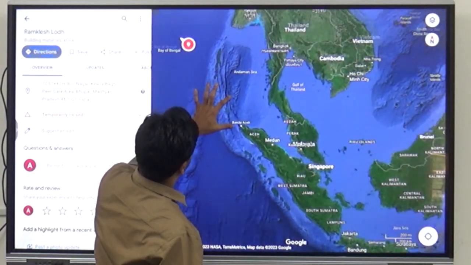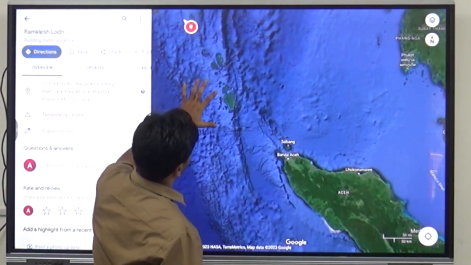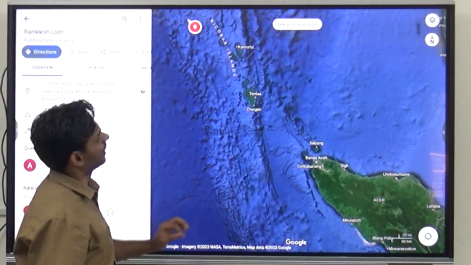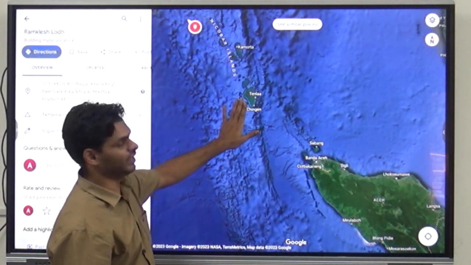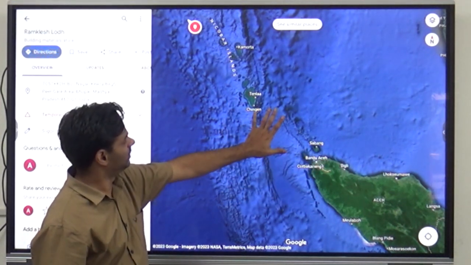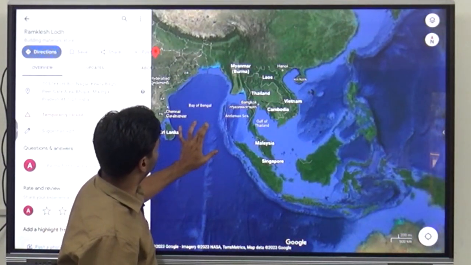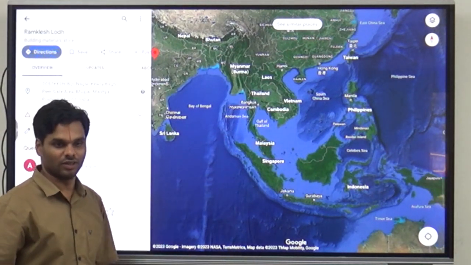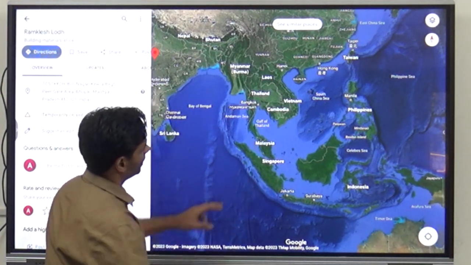This is Indonesia. This is Indonesia. This is India. It's only this far. Okay. Now I'll start zooming out, you'll understand. This close, okay, and this is Malaysia, Indonesia, Singapore.